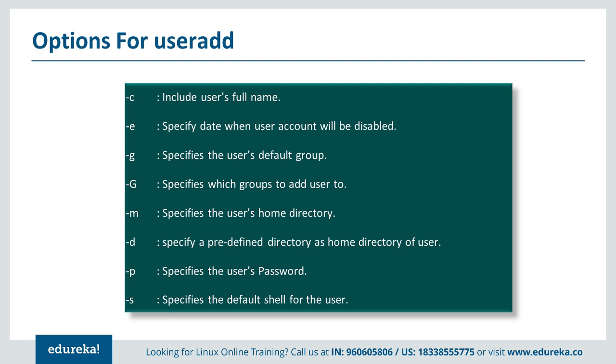-c includes the user's full name. -e is the date when the user account will be disabled. -g specifies the user's default group, so I can create a user with the default group as root. Capital -G specifies which groups to add the user to. So if I have a previous group like Ubuntu or Stu, a student, I can provide useradd -g and then the group name. -m specifies the user's home directory. -d specifies the predefined directory of the user, which we have already seen. -p specifies the user's password, so we will be creating a user's password if we add useradd -p also. And then -s specifies the default shell for the user, which is /bin/bash.